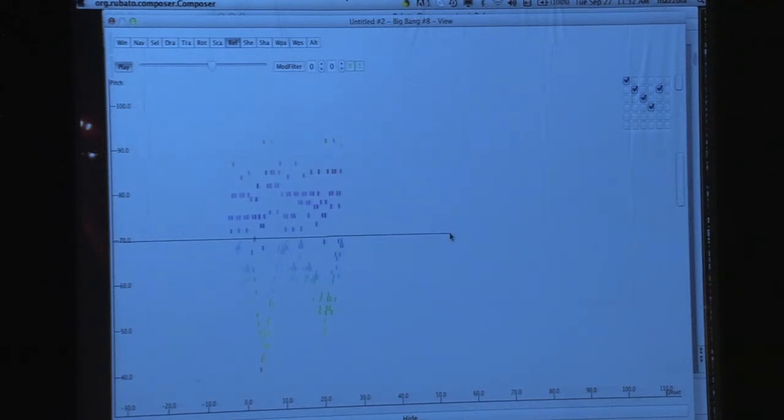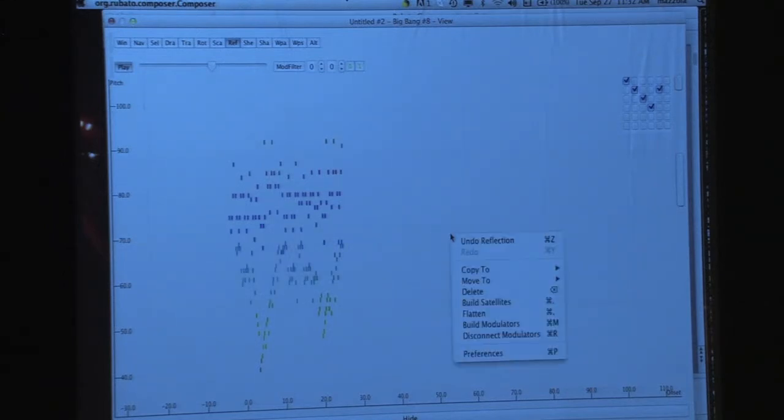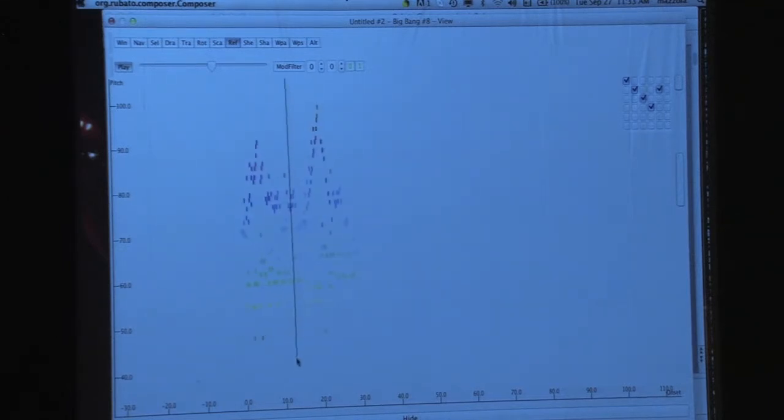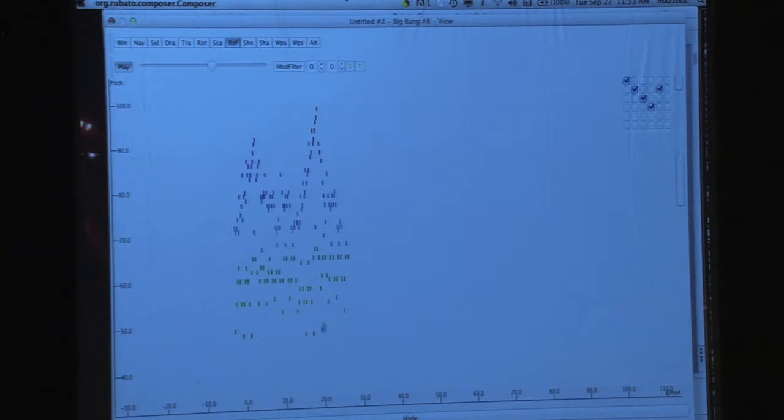So let's make a rotation here. No, first, a reflection. Let's make a horizontal reflection. This is inversion, of course, you know that. Okay, let's make a vertical reflection here, which is, of course, the retrograde. See, it always plays it.